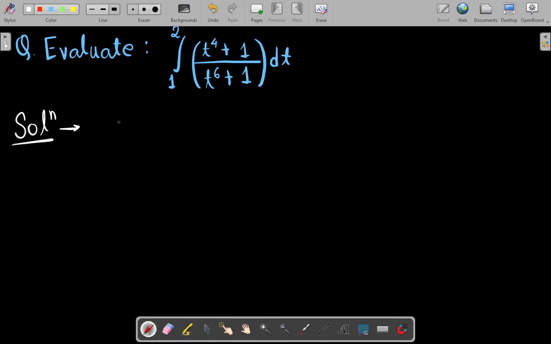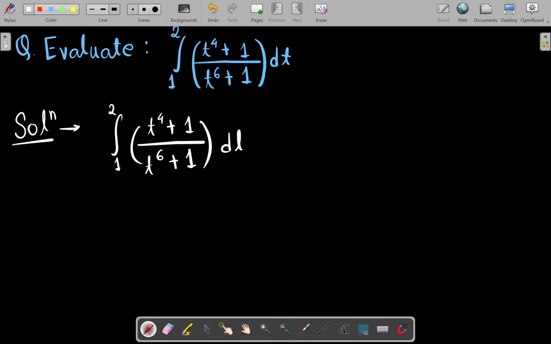So the integral goes from 1 to 2 and we are given a rational function. In the numerator we have t to the power 4 plus 1. In the denominator we have t to the power 6 plus 1, dt. Let us first factorize the denominator of this integral.